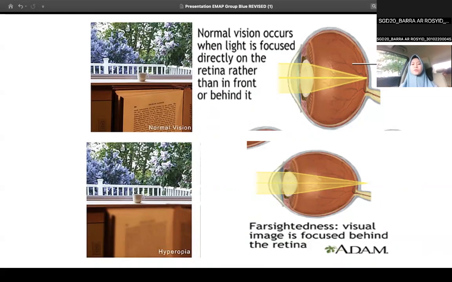Your eye growing too short from front to back causes farsightedness. Another cause is your cornea or lens being too flat, not being curved enough. These defects cause light rays to focus just behind the retina. People with farsightedness are usually born with it.